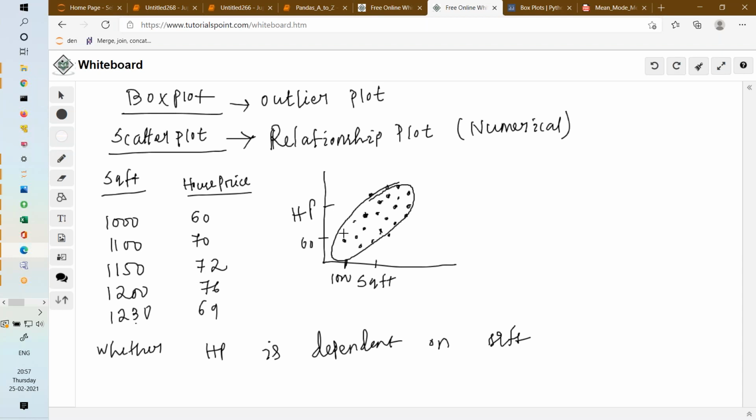So if you find a pattern like this, what it indicates, if you increase your X, Y is also increasing. If you go in reverse way, if you decrease your square feet, house price is also decreasing. So square feet is increasing, house price is increasing. Square feet is decreasing, house price is decreasing. So is there any pattern exist? Yes. House price is directly proportional to square feet, both are linearly proportional. So this is called scatter plot.